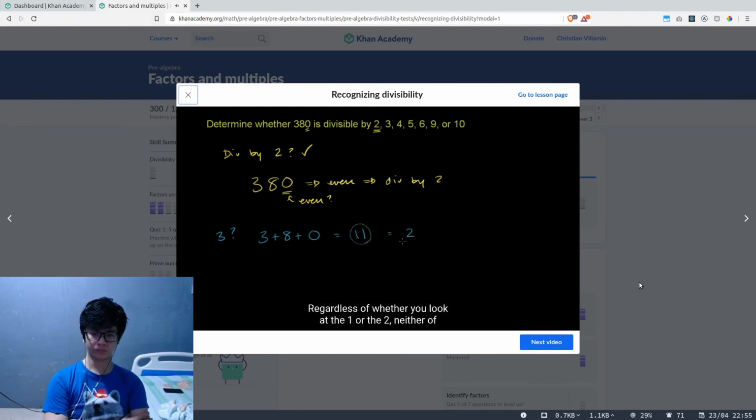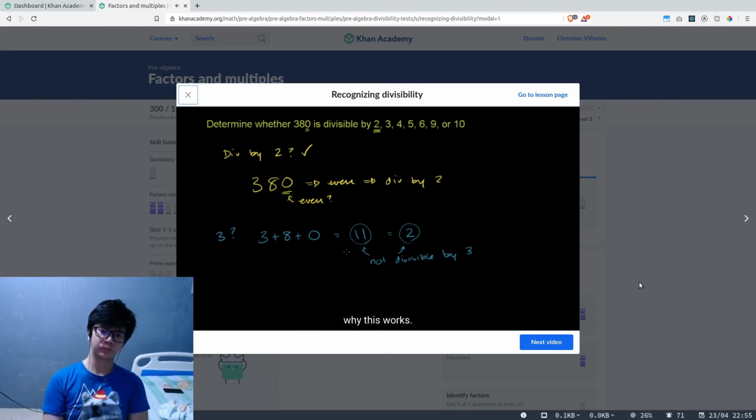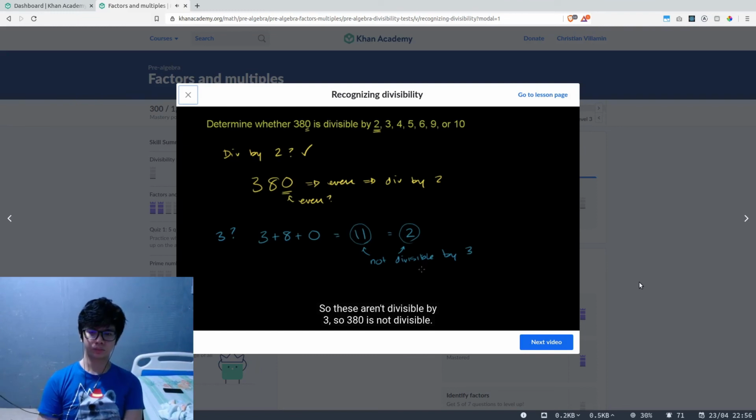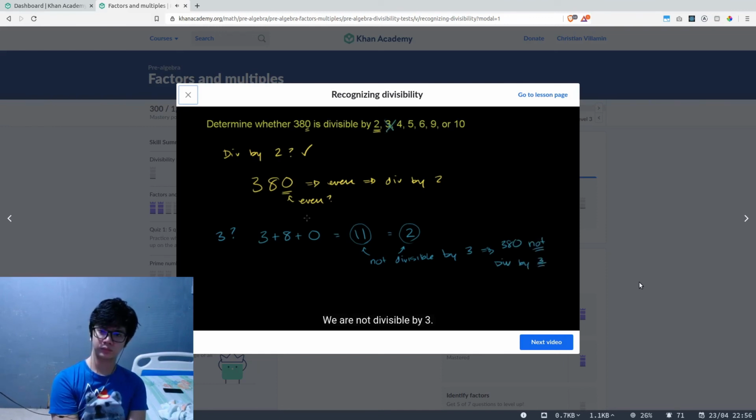Regardless of whether you look at the 11 or the 2, neither of these are divisible by 3. So 380 is not divisible by 3. And maybe in a future video I'll explain why this works. And maybe you want to think about why this works. So these aren't divisible by 3, so 380 is not divisible by 3. So 3 does not work.